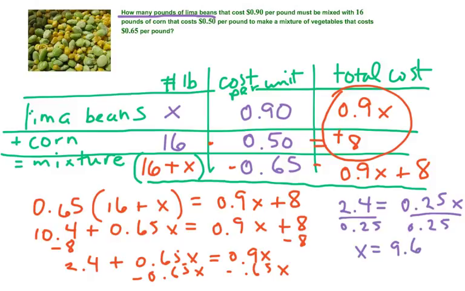9.6 what? We are talking about pounds. So let me label it 9.6 pounds. Did I answer my question? It's up here. X, the amount of lima beans. How many pounds of lima beans? 9.6 pounds. All right, so these are two different types of problems.